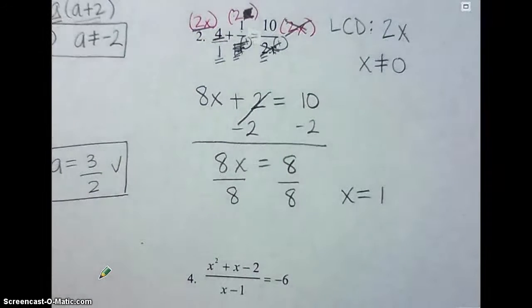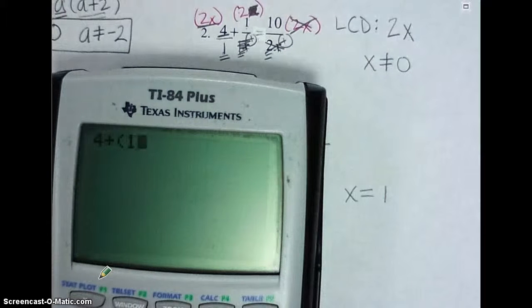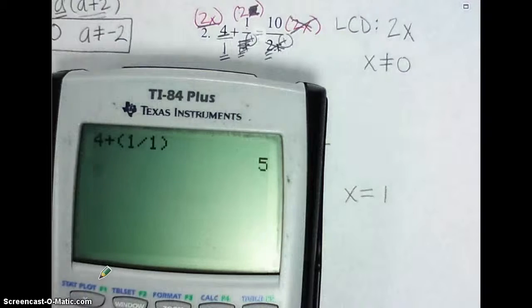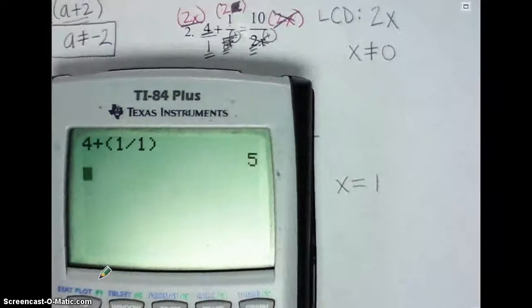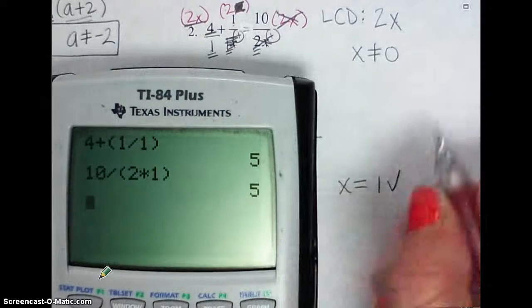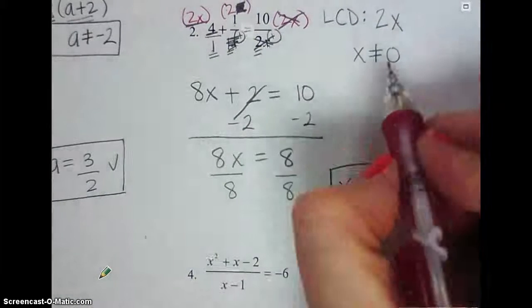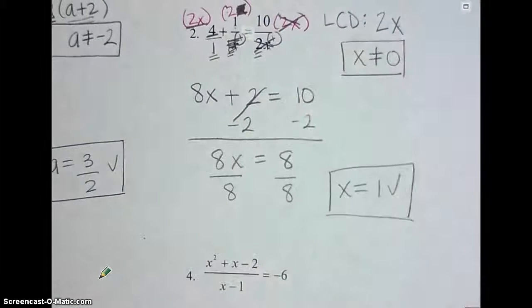Again, we're going to check that before you box it. So you go back to the original and you want to plug it in. So the original was 4 plus 1 divided by x, which is a 1. And that's equal to 5. Oh, sorry, it's dark. And then check the right-hand side, 10 divided by 2 times x, which is 1, also 5. So that works. So 2 answers. You have your x equals 1 answer, and then what x cannot equal.